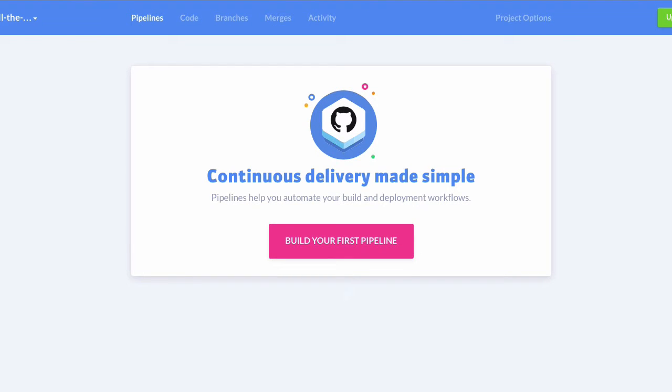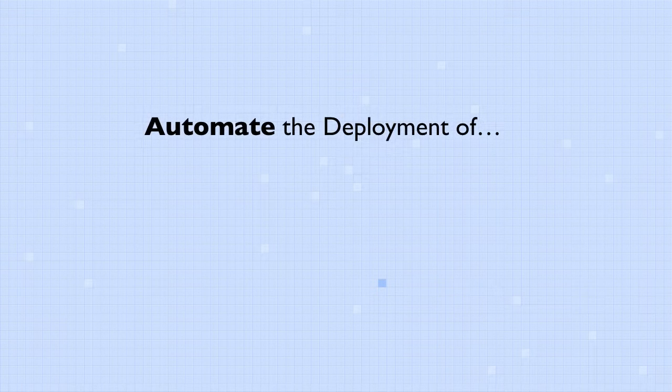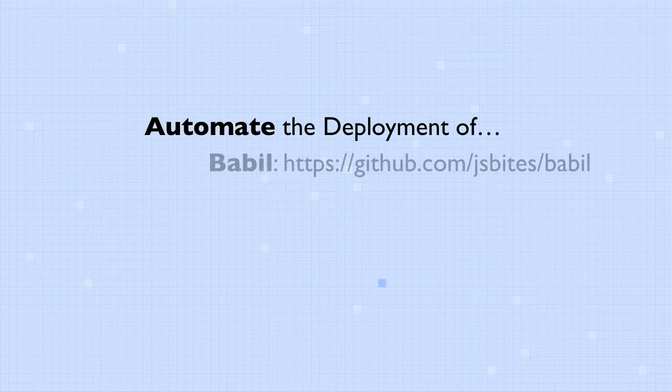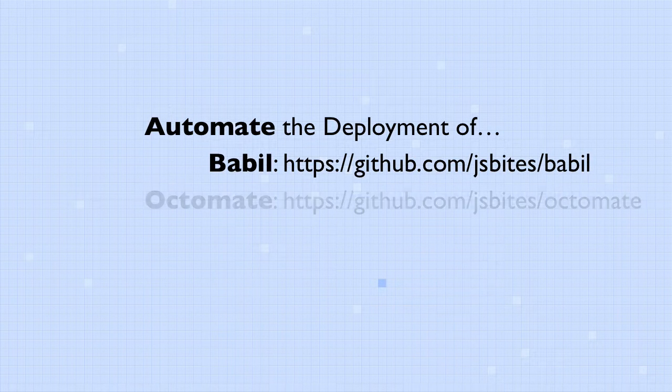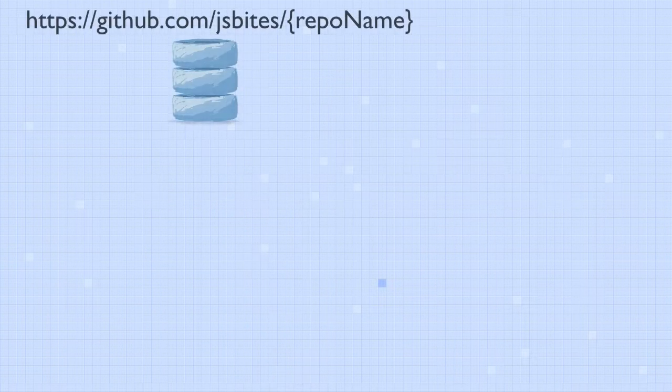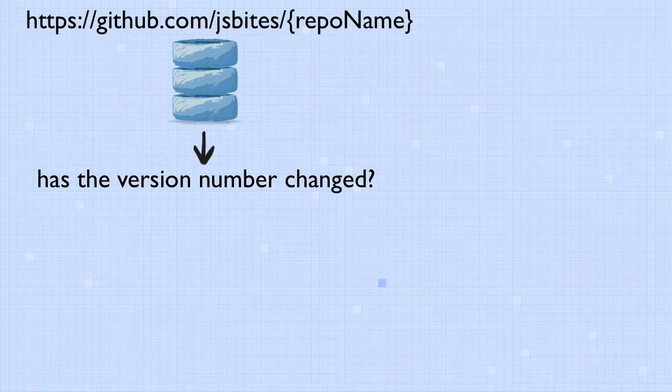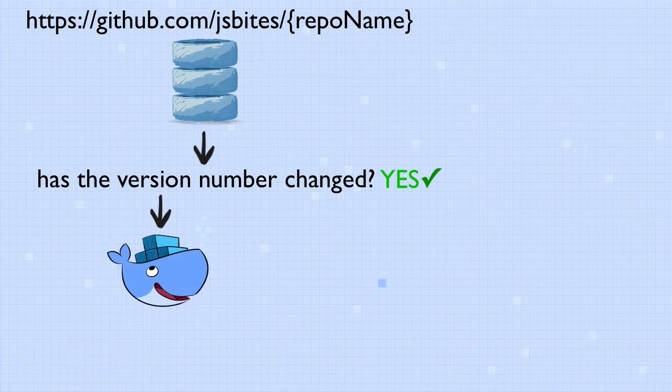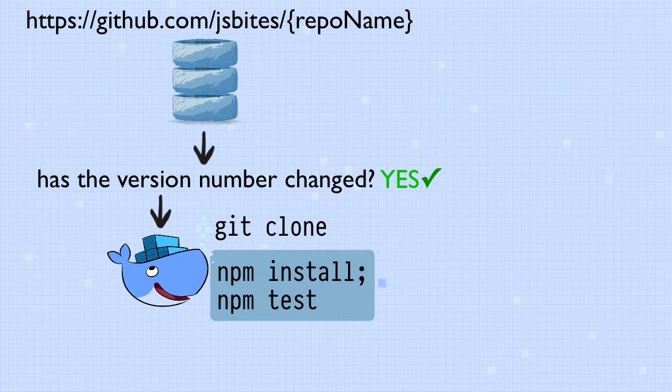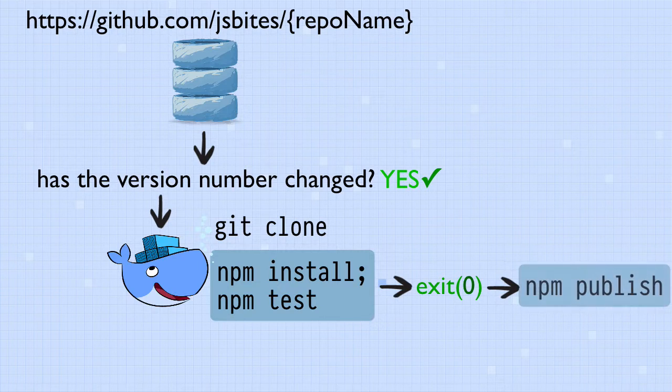And before that, let's step back a little and talk about what we are trying to achieve here. Initially, we'll be automating the deployment of two repositories. One of them will be Babil and the other is Octomate repository itself. So in case of a version update in any of those repositories, we'll detect that, and then on an isolated Docker container, we'll clone those repositories and run npm install and npm test on those cloned repositories. And if both npm install and npm test commands exit with 0 status code, which is a successful exit, then we'll decide that our code is in good quality, and then we'll publish our code to npm.